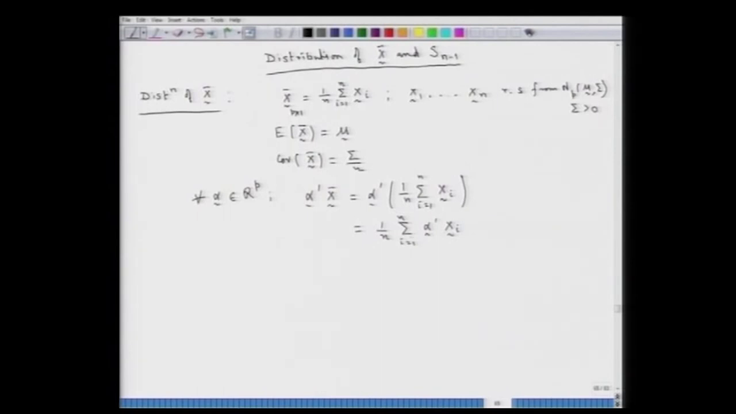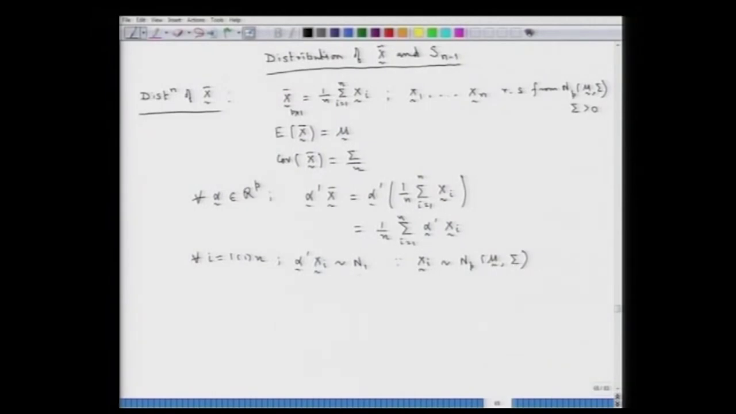Each of these x i's inside this summation, which contains n terms, is multivariate normal. So x 1, x 2, x n, all of them being a random sample from N p mu sigma, have the property that each is multivariate normal N p mu sigma and they are independent. So for every i equal to 1 to n, this linear combination alpha prime x i is going to follow an N 1 distribution. Why? This is because each of these x i follows a p-dimensional multivariate normal with mean vector mu and covariance matrix sigma.